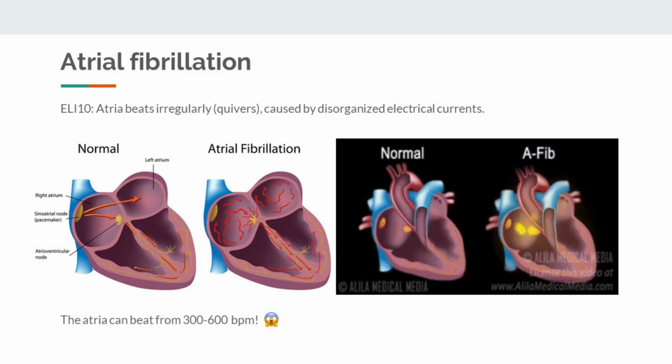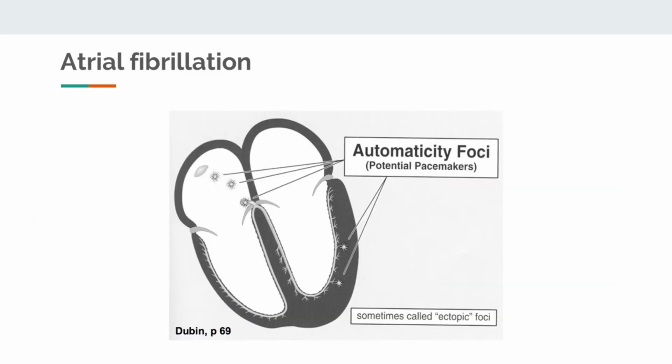These disorganized and random impulses are caused by ectopic or automaticity foci that are in the atria. These are potential pacemaker cells that are capable of initiating a heartbeat in case the SA node fails. Normally, these cells are turned off, but can erroneously fire and cause the heart to beat in an irregular rhythm, such as in atrial fibrillation.